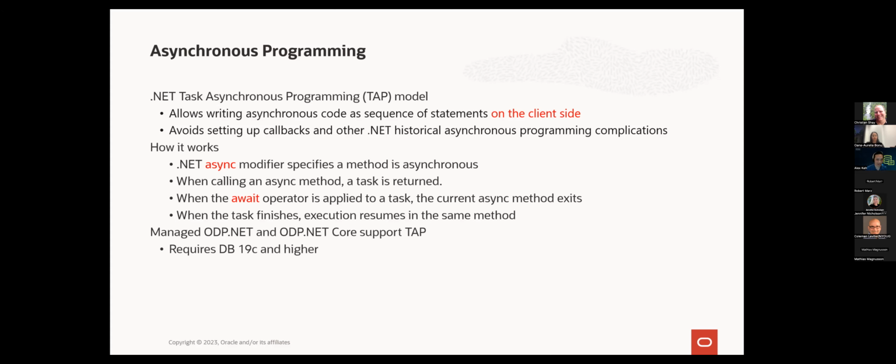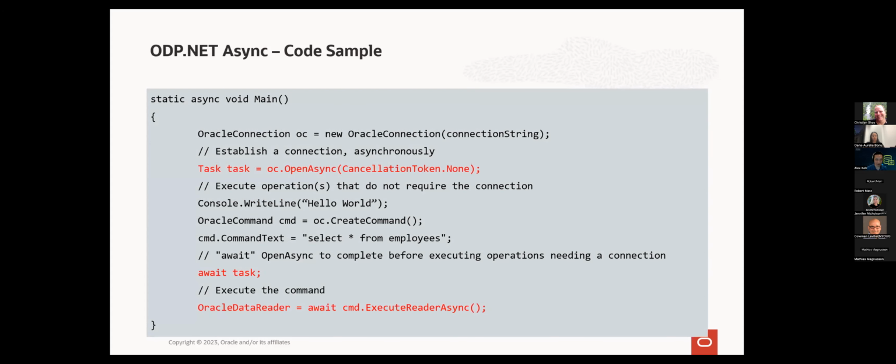In ODP.NET managed version and the ODP.NET Core version, we support TAP, and you can use 19C or higher. So you don't have to use a 23C database. You just have to use ODP.NET 23C. And that's available through the dev release that we have, both in 23.2 and 23.3.